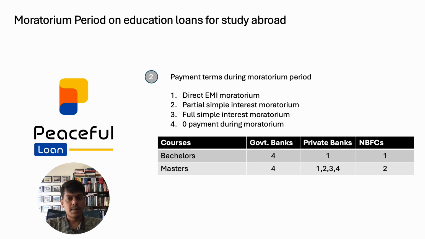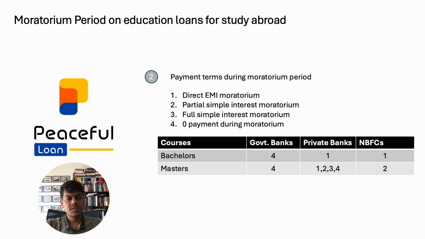For private banks, for bachelor's, direct EMI is the only possibility. In very exceptional cases where the financial background of the student is very, very good, you might get 2, 3, 4 as an option. In masters, generally all 4 options are possible for private banks.